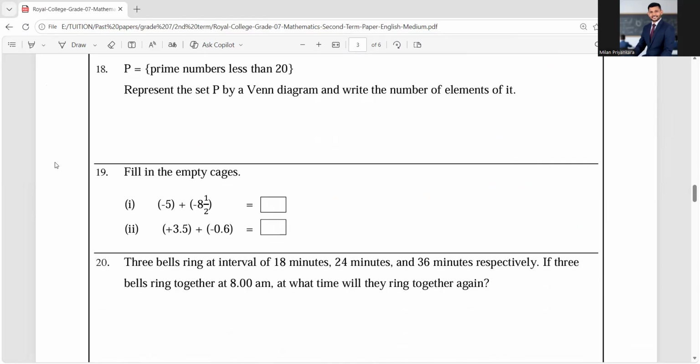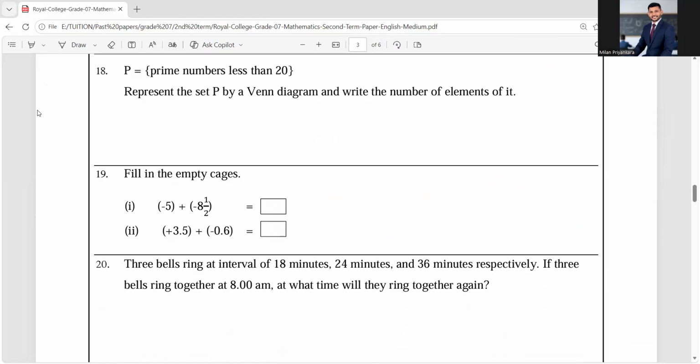Let's go for the 18th. We are almost done, right? Prime numbers less than 20. This is set P. Represent set P by a Venn diagram and write the number of elements of it. Okay, here you have something like this. You write P, the name of the set, and then you put all the elements within this circle, right? What are prime numbers?